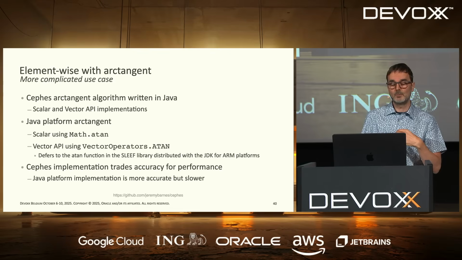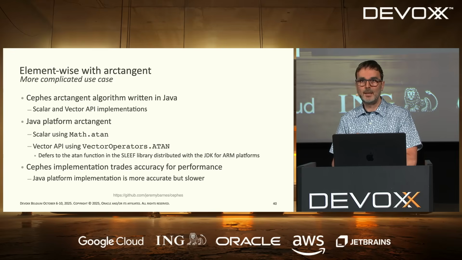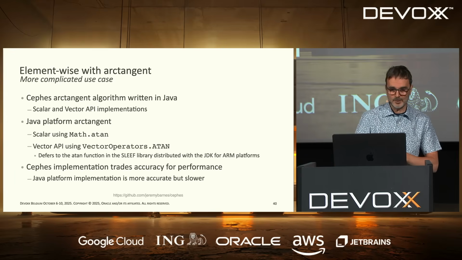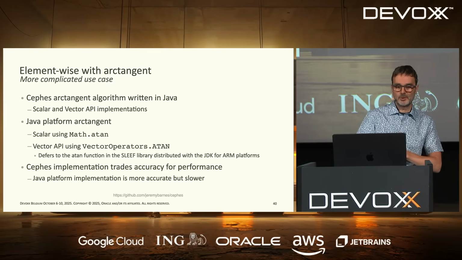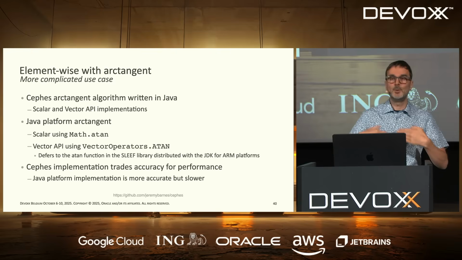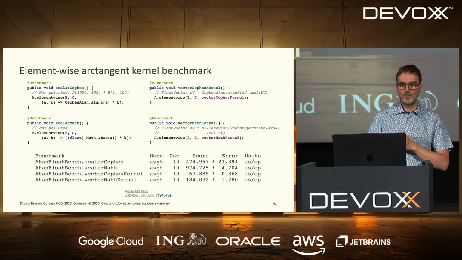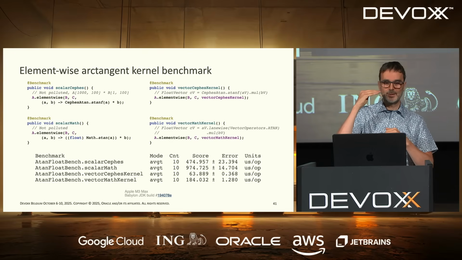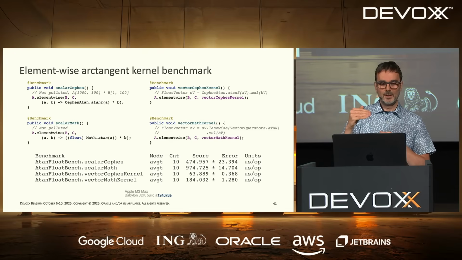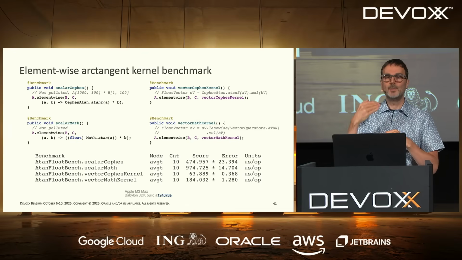It just so happens we've integrated the SLEEF library into HotSpot, which has these optimized vectorized algorithms for transcendental functions. Cephes trades accuracy for performance, and the Java platform implementations are more accurate but slower. So we can do benchmarks for these as well. On the left, I have the scalar Cephes implementation, element-wise atan, and then on the scalar math, I'm calling Math.atan.